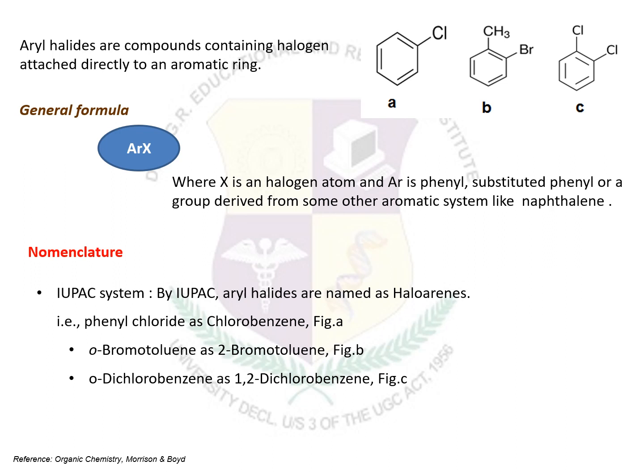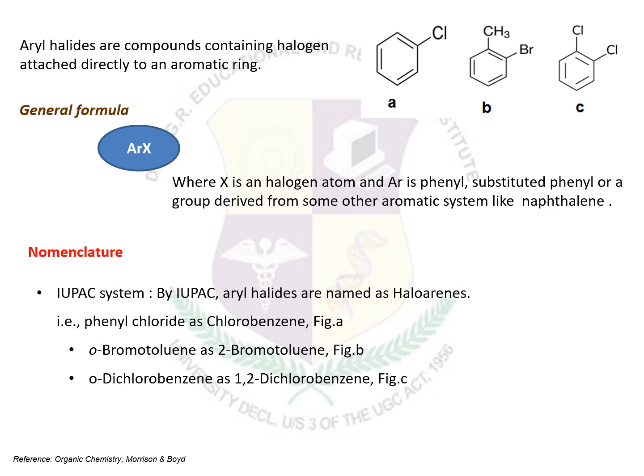In figures A, B and C, we can see a halogen atom directly attached to an aromatic ring. Aryl halides are compounds containing halogen atoms attached directly to an aromatic ring. The general formula of aryl halides is ArX, where X is the halogen atom and Ar is the phenyl group or substituted phenyl or a group derived from some other aromatic system like naphthalene.